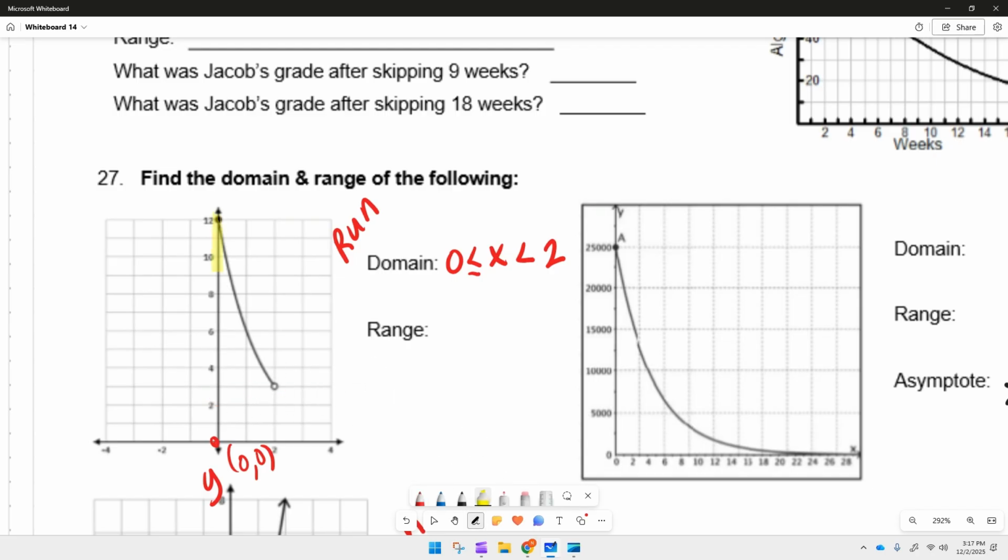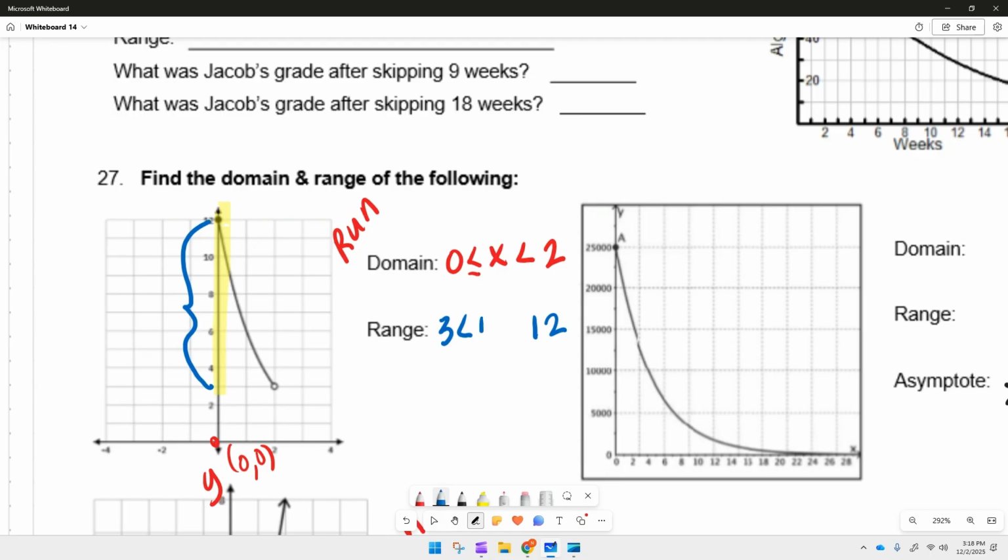Now we're going to look at our range. Range is from there to there, from here to there. We're starting here at 3, and then we're going all the way up to 12. We are not including 3 because that's an open circle. We got y, and then we are including 12. Super easy.